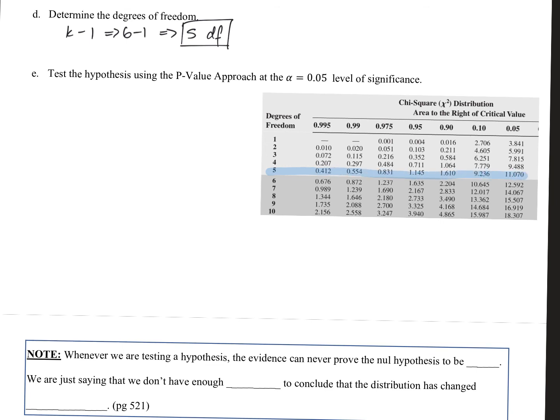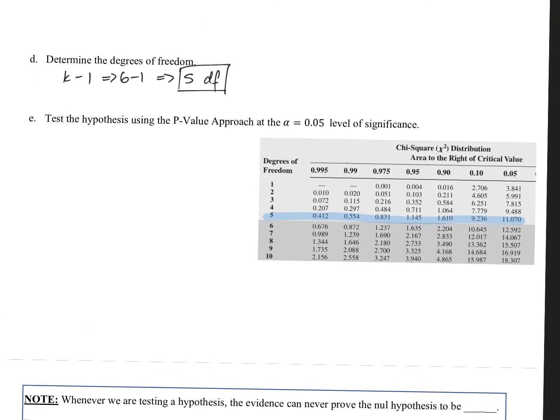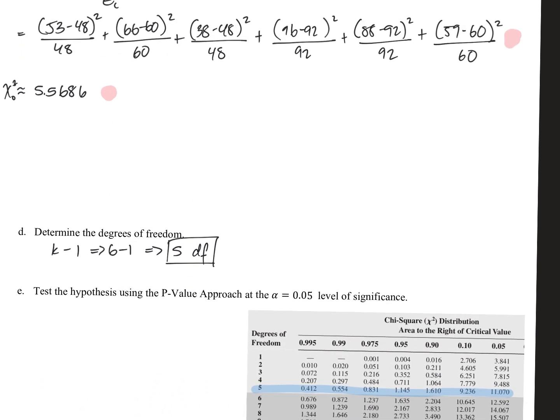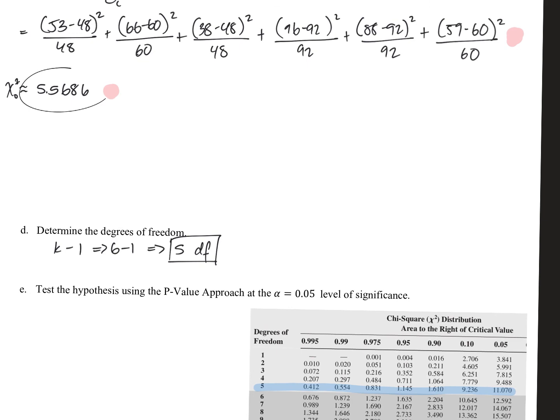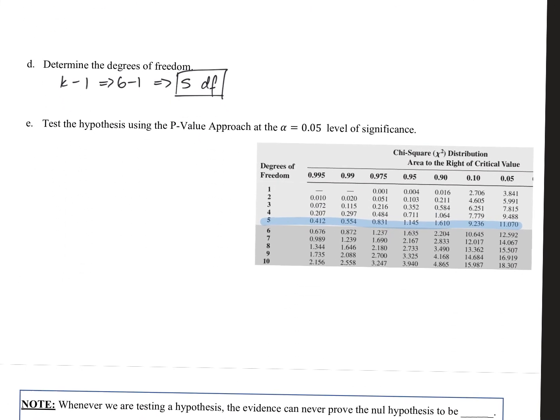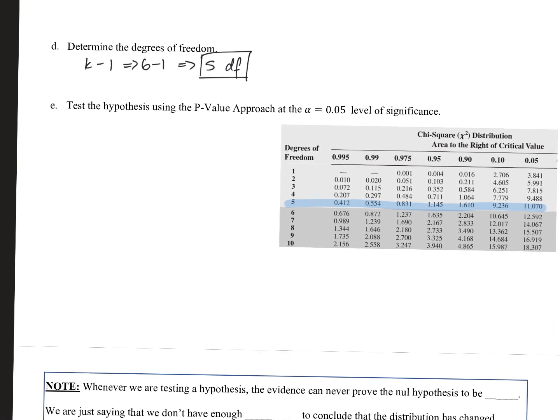And in that row, we are going to attempt to search for our test statistic. So looking at these values, which value is closest to our test statistic? Well, our test statistic is 5.5686. So which one of these is closest to that? Well, it looks like the closest one is right there, the 9.236. You could go ahead and calculate that. That is the value that is closest to our 5.5.